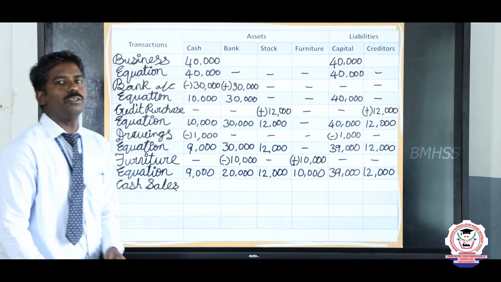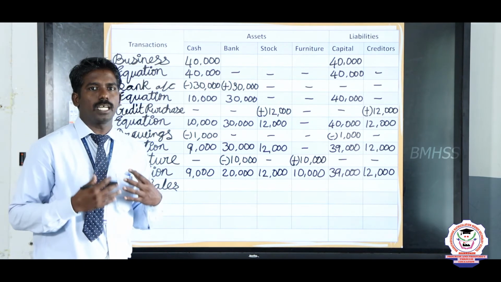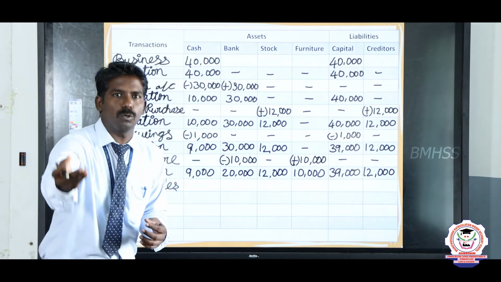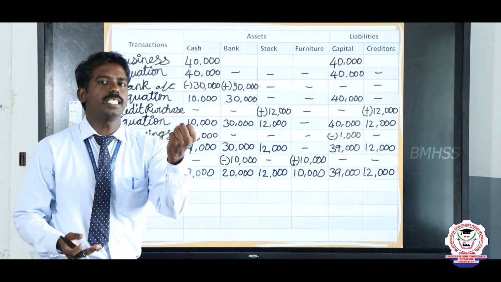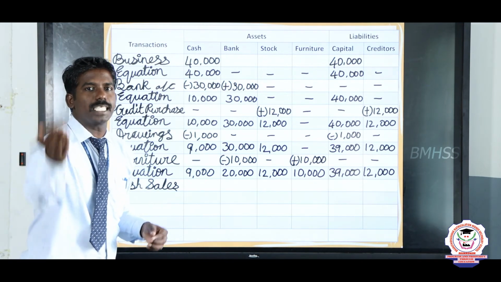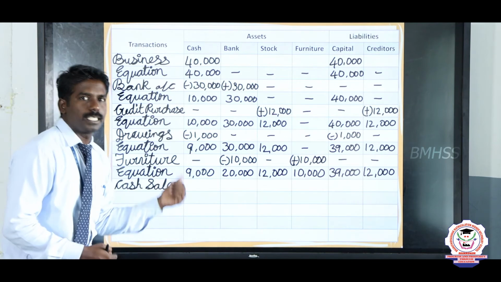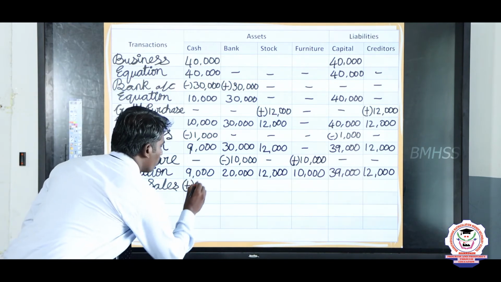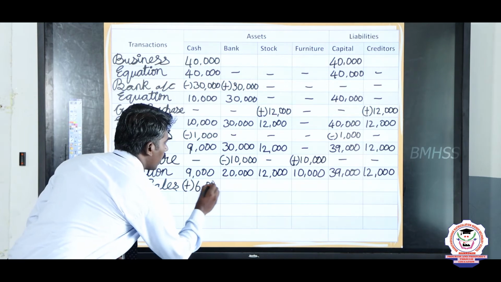Cash sales. What is the value? 6,000 rupees. In our business organization, we take 6,000 rupees worth of goods and give them to Murugan and receive cash, 6,000 rupees. So 6,000 rupees cash comes inside the business organization. So write 6,000 rupees in the capital column.